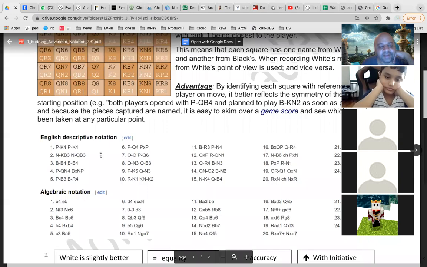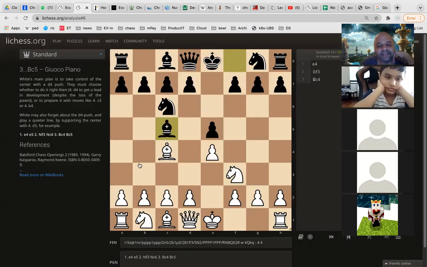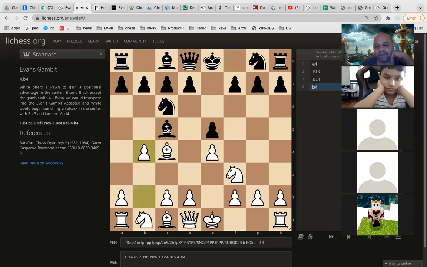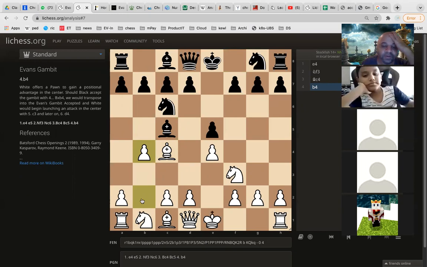Now, in the Evans Gambit, you play pawn to b4 to offer a sacrifice of a pawn. This is written simply as b4 in algebraic. In English notation, we will write it as pawn to where?